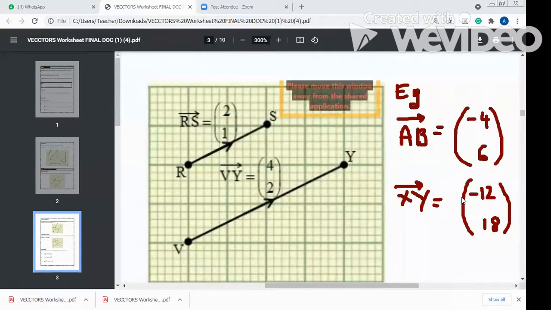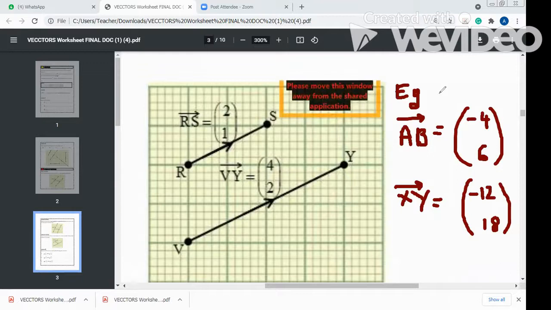Two vectors are parallel if they go in the same direction, and if you can find one number that when you multiply the other number by it, you get the same thing. Almost. Negative 3 multiplied by negative 4. If you multiply negative 4 by something, you get negative 12.